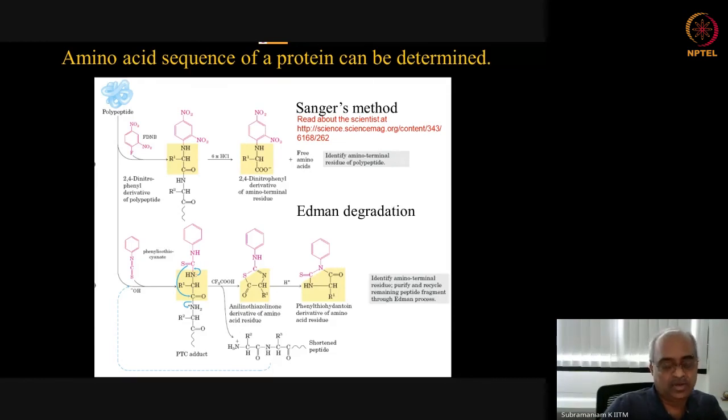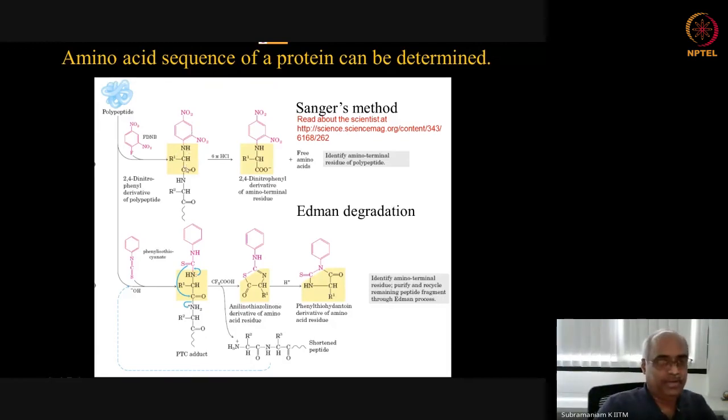So this I told you already. And the other end will have the carboxyl group free that we call C-terminus. So the N-terminus amino acid is derivatized using a reactive group. Here the group that we used is the FDNB. This is fluorodinitrobenzene, okay, FDNB. This group is strongly reactive with this amino group and it gets covalently linked.